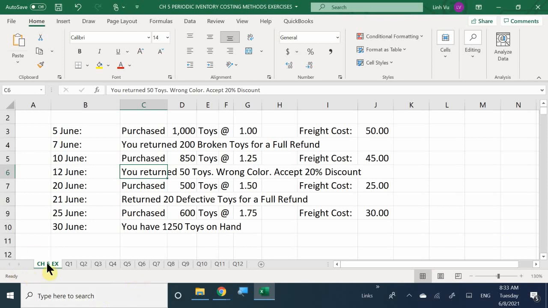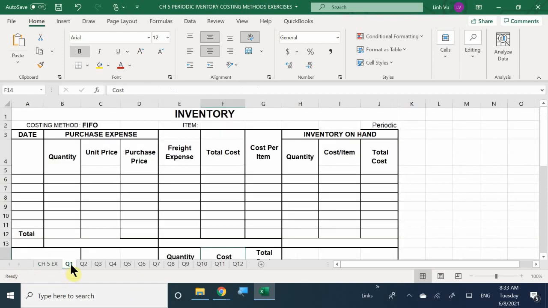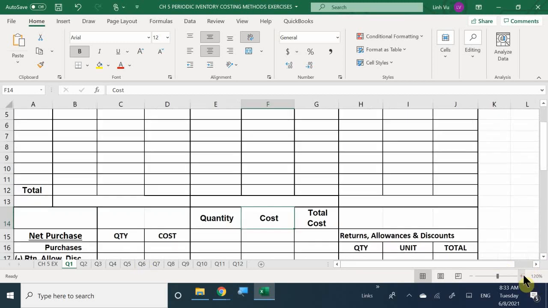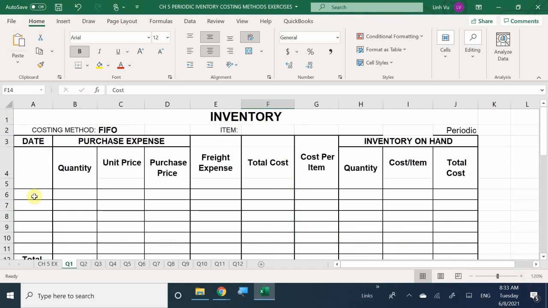Okay, so we're going to go to our first inventory table. I labeled each one. So question number 1, it is June 5th. We purchased 1,000 units at $1 with a freight of 50. So let's start calculating.